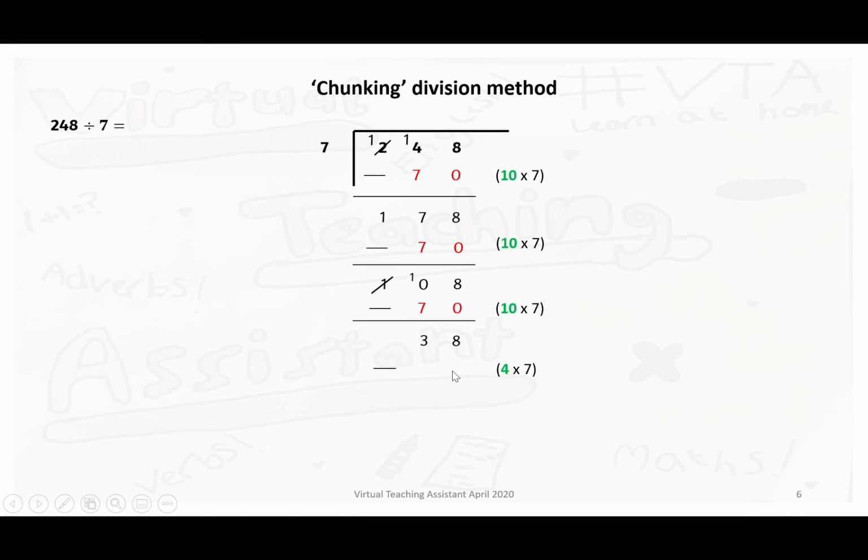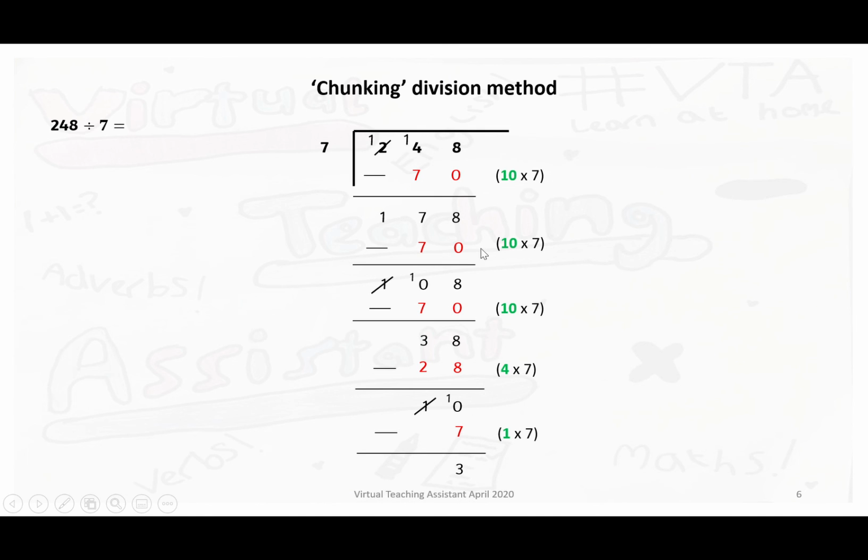4 times 7, I know, is 28. So 8 take away 8 is nothing. 3 take away 2 is 1. Now I've only got 10 left. 10 take away 7. So 0 take away 7 can't do. 10 take away 7 is 3.